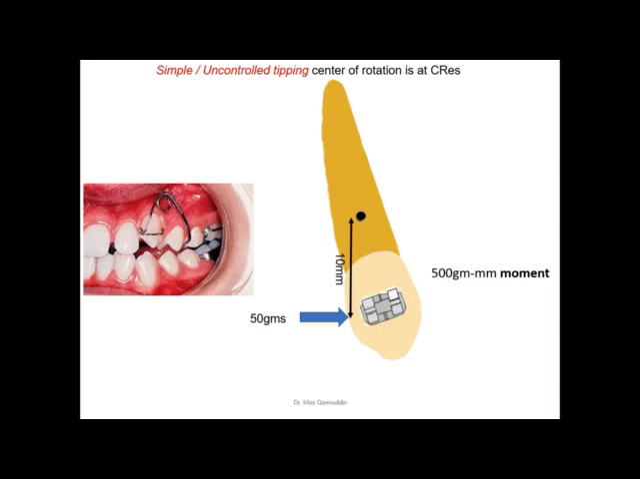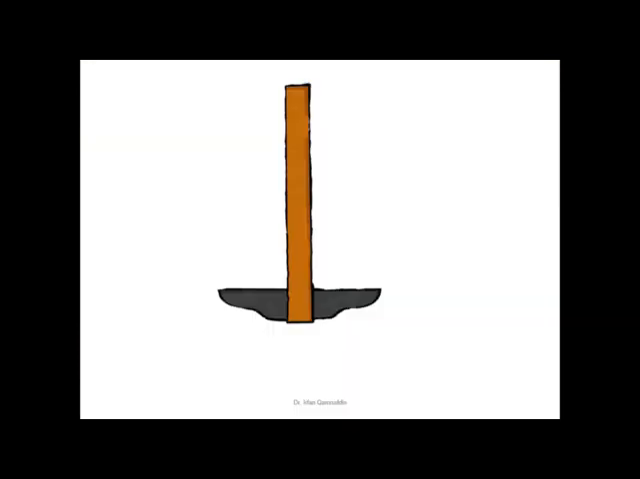The answer is that it applies force at a single point, and that results in simple uncontrolled tipping because we do not have any control over the root. So the question is, how do you control the root movement?